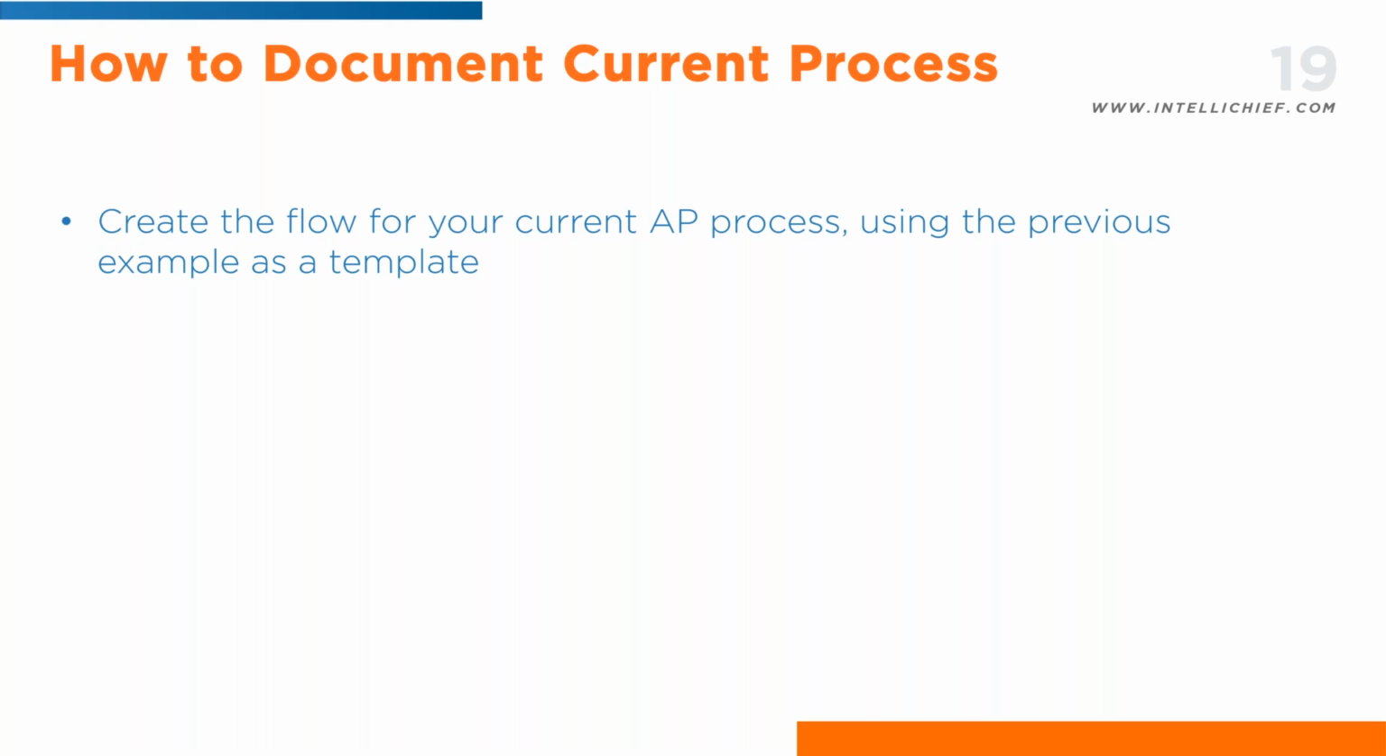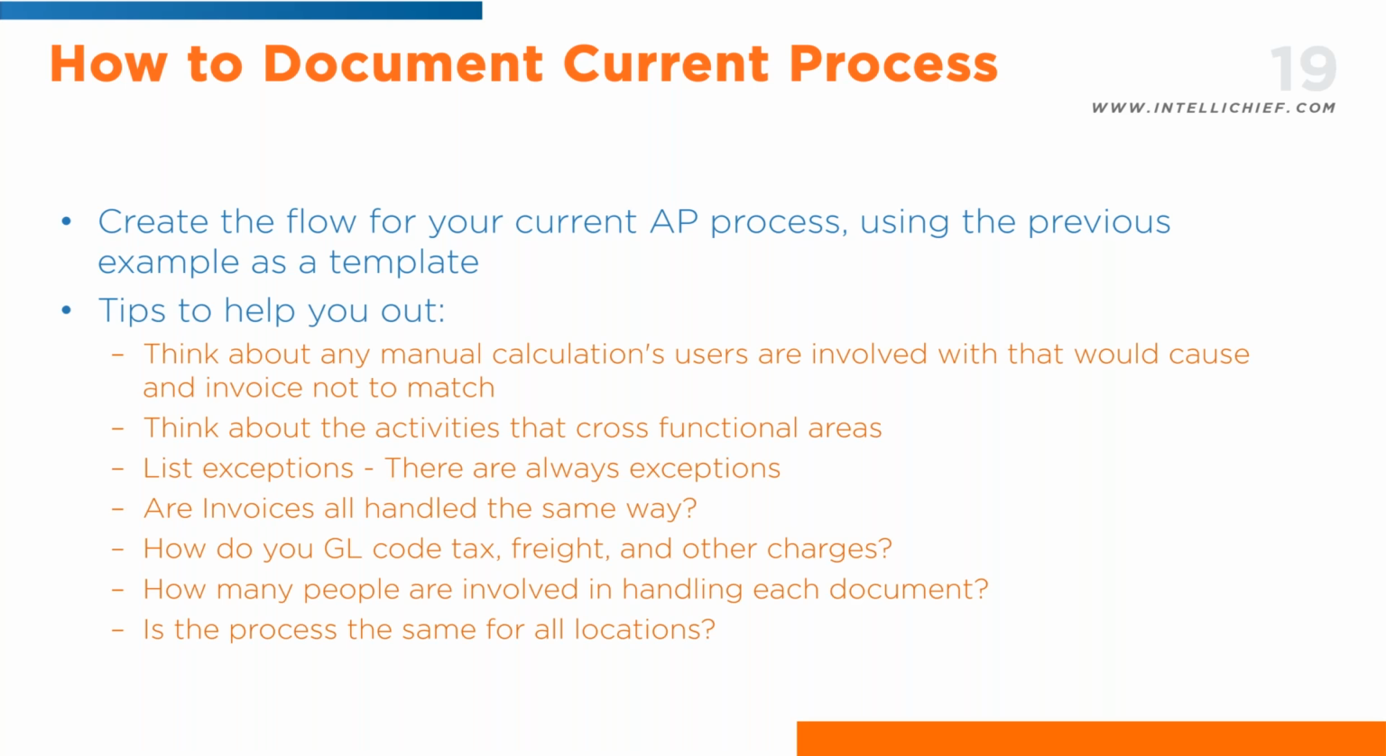Okay. So create the flow for your current AP process using some of those questions we talked about, and things to help out. Any manual calculations users do? Go out onto the floor, call up folks now, or go on Zoom. Ask about manual calculations users are involved with that would cause an invoice not to match, and activities that cross areas.